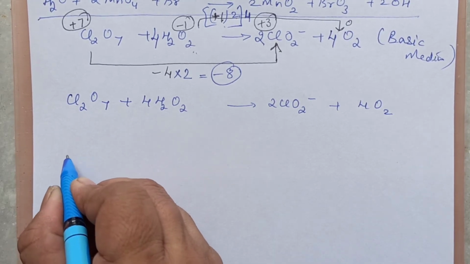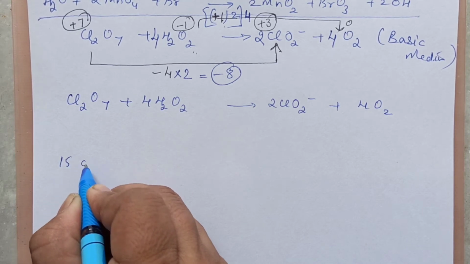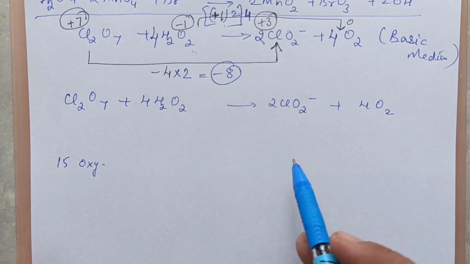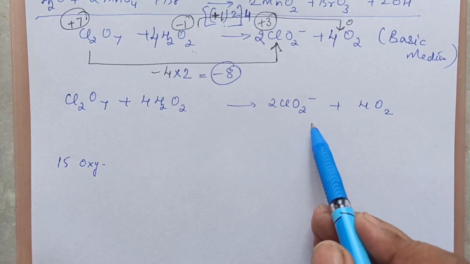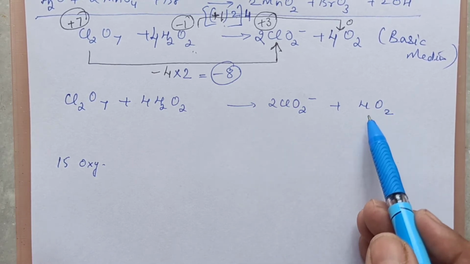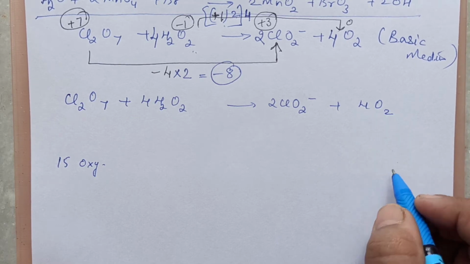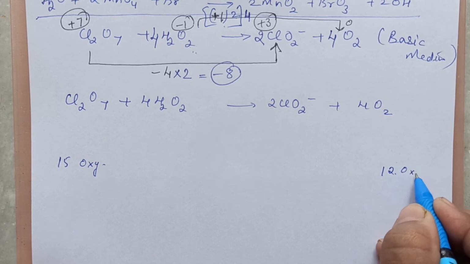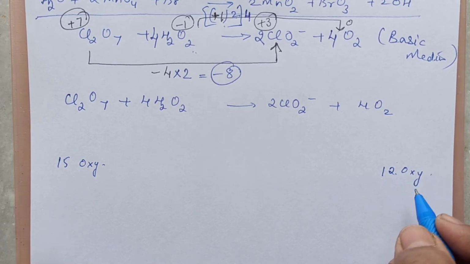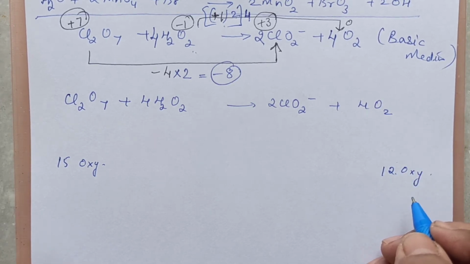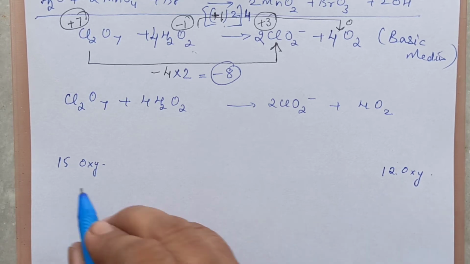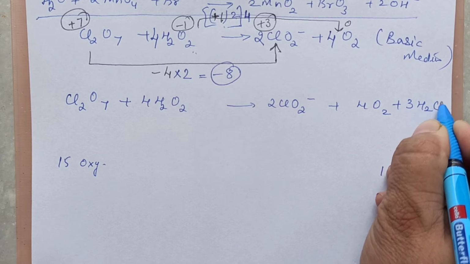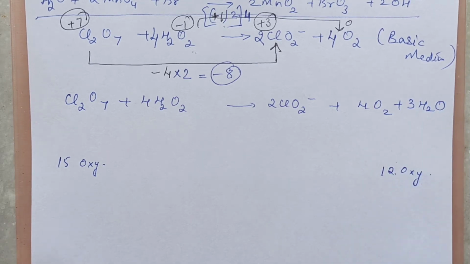That is, you have 15 oxygens on the left hand side. How many oxygens on the right hand side? This is 4, and this side if you check, there is 4 into 2, 8. 8 plus 4, 12. You have 12 oxygens on the right hand side. Clear? So to balance oxygen, we will have to add the difference, that is 3 water molecules on the right hand side.